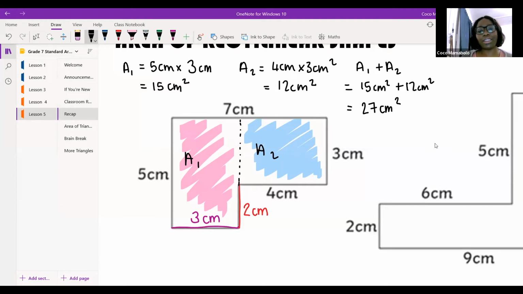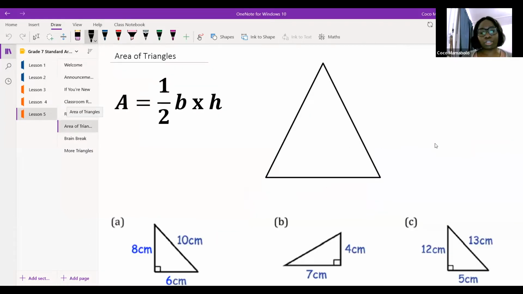Excellent. So when we calculate the area of a rectilinear shape, we break it down into its rectangles, calculate the area of each rectangle, and that's going to give us the overall area. But today we're going to be learning something completely different. We are going to be learning about the area of a triangle. Now when we calculate the area of a triangle, I know we're going to bump into a situation where somebody's going to tell me, ma'am, my teacher does this a little bit differently at school. I want us to calculate two different ways of doing this.